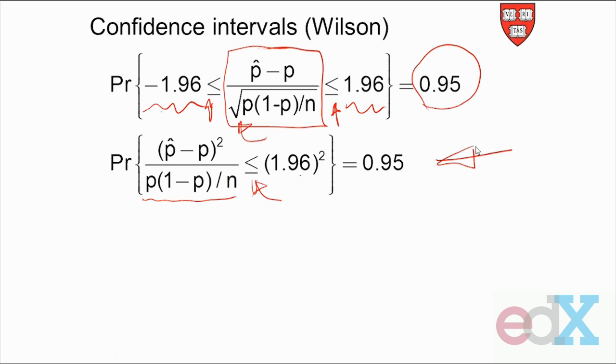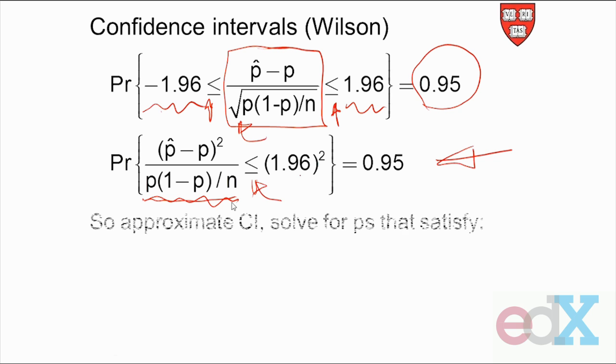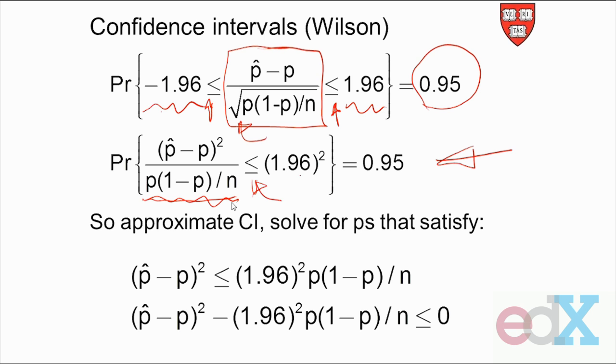And the answer was, find me the p's for which this inequality is true. So let me multiply through by this and multiply both sides, and so there it is. Approximate confidence interval, solve for p's that satisfy this inequality. So there it is. Now I can subtract this quantity from both sides, and there it is. So what Wilson said is find the p's for which this quantity is less than or equal to 0. Now, what is that quantity? Well, look at that. That's just a parabola.